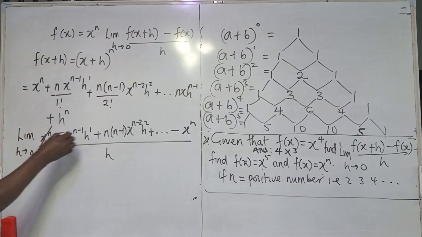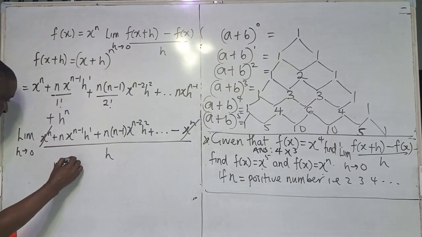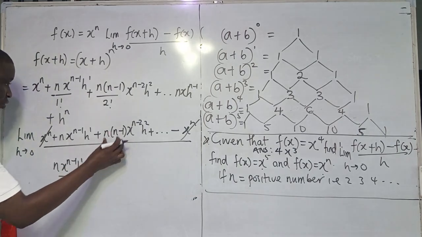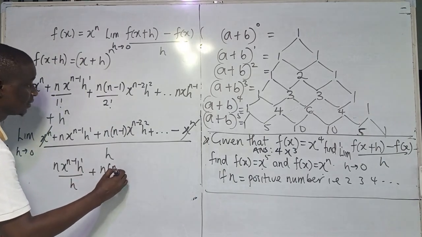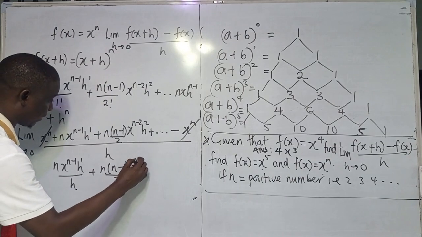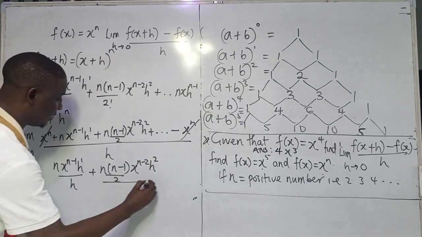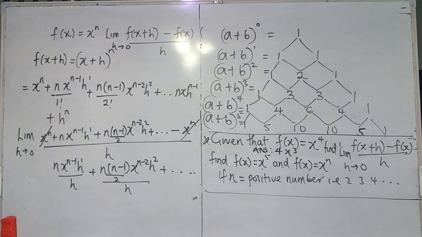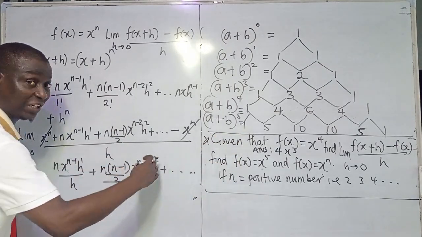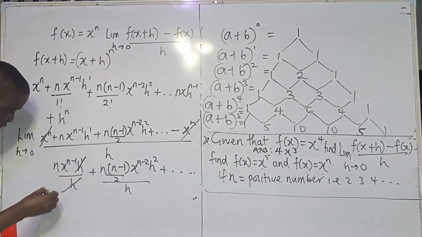So if you do that, this one will eliminate this one as usual. So what I would have is n x to the power n minus 1 h to the power 1 divided by h. Then this one will also divide this one, n into bracket n minus 1 all over 2, x to the power n minus 2, then h squared all divided by h, plus that. Because h will appear in all the other terms of this expansion, it will bring out h. So in that case, this one will cancel this one.